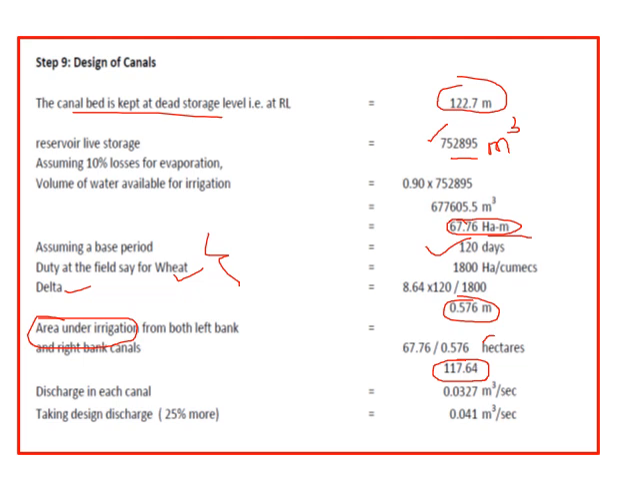For one canal, the discharge can be 0.0327 meter cube per second. Allowing for the losses, you can take 25% more. So therefore 1.25 into this gives 0.041 meter cube per second.